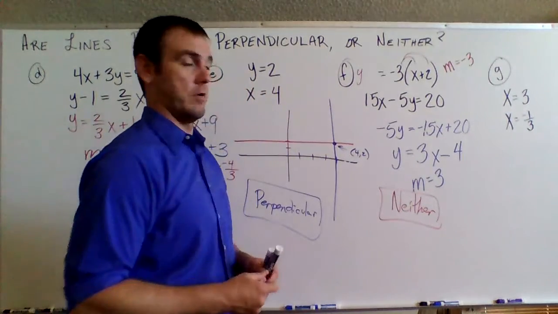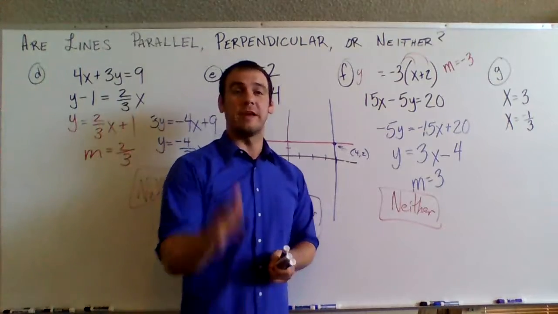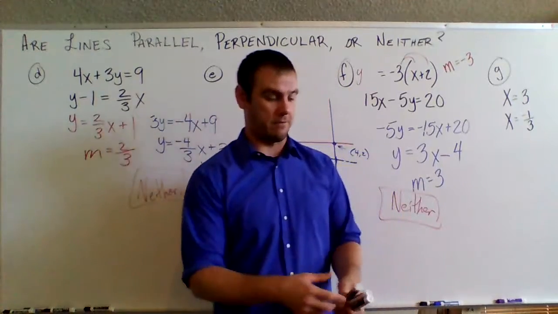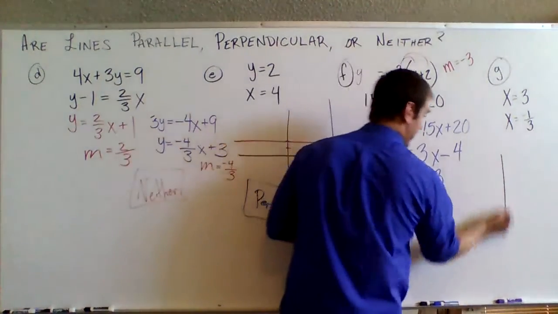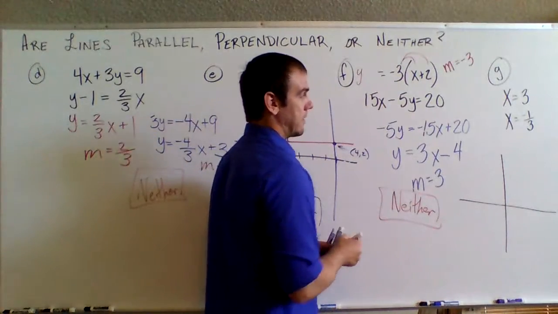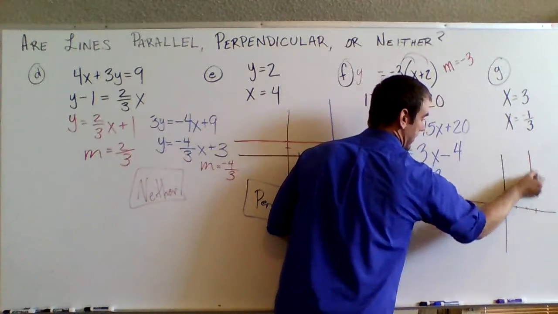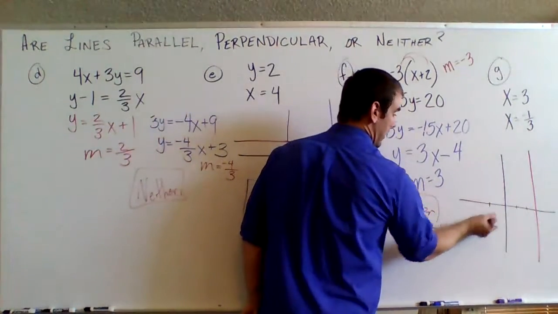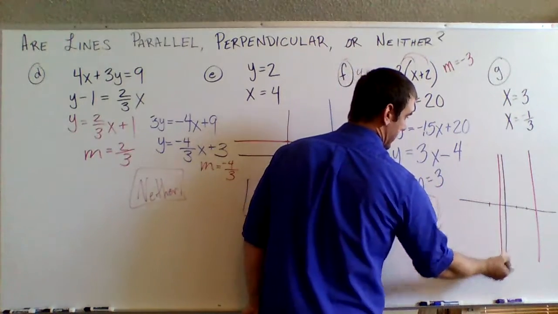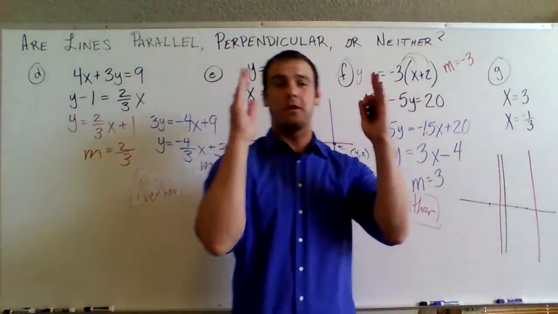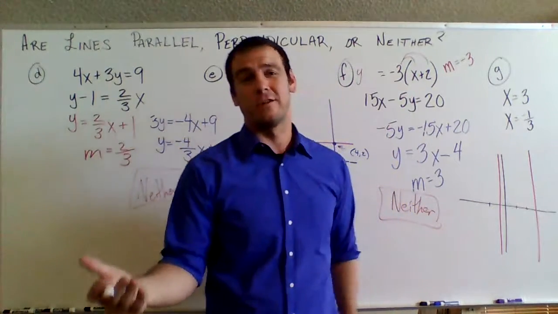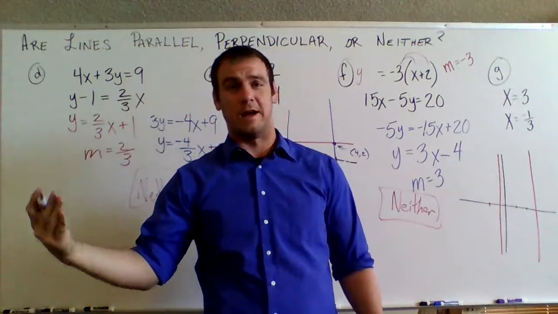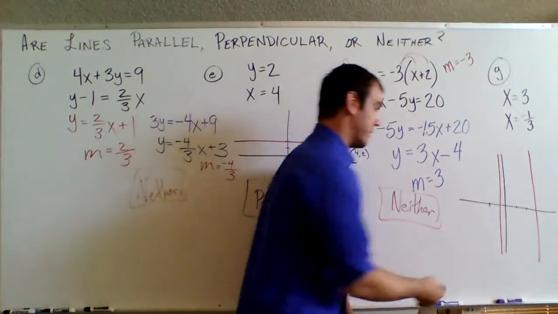Which brings us to the last one. We said x equals a number is always going to be a vertical line. We have x equals 3 and we have x equals negative 1/3. If I were to graph these, I'll sketch a little graph here. X equals 3, 1, 2, 3 is going to be a vertical line at 3. X equals negative 1/3 is going to be another vertical line at negative 1/3. So if you have two vertical lines, they're going to be parallel to each other. All vertical lines are parallel to each other, all horizontal lines are going to be parallel to each other. They're never going to cross. So these are going to be parallel.